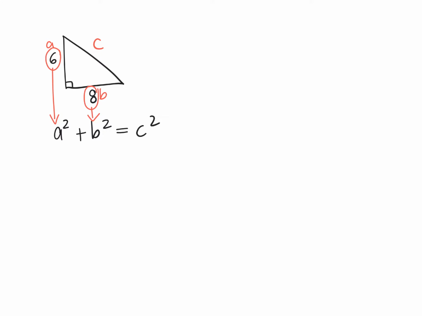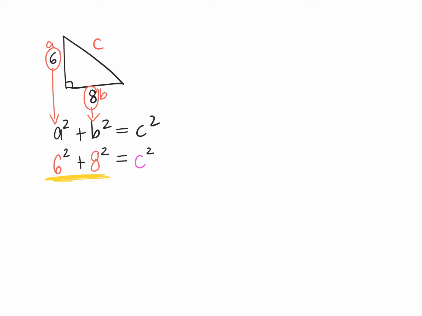So instead of writing A squared, I'm going to write 6 squared, or 6 to the power of 2, plus, what's B? 8 squared equals, do I know C? I don't know C. We do not know C. That's unknown. I don't know C. So we're going to just simplify this. Look here.